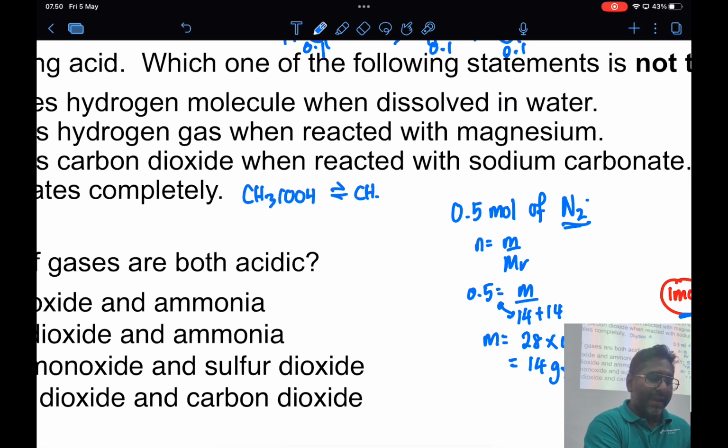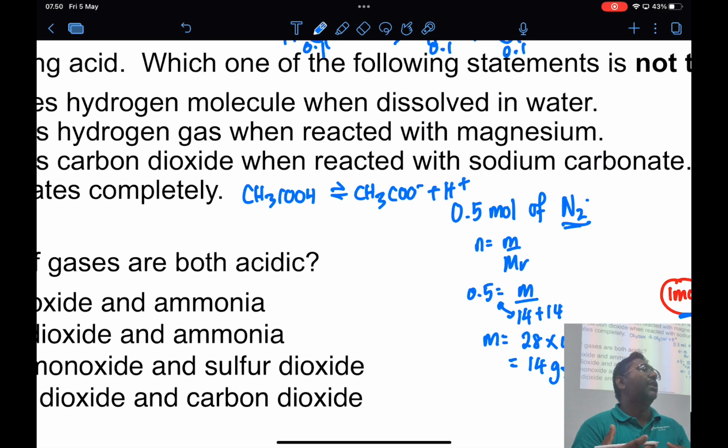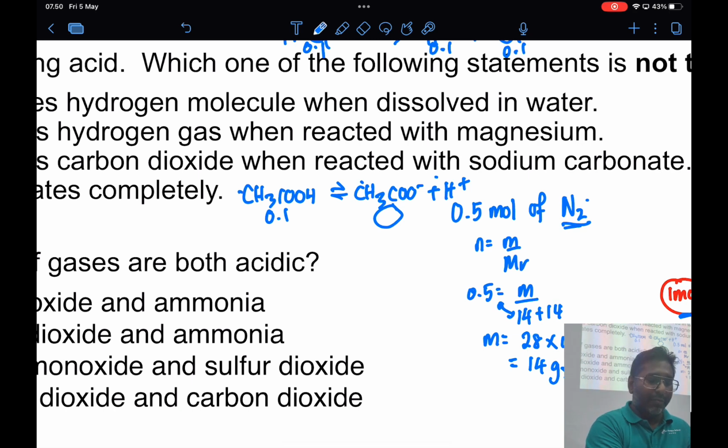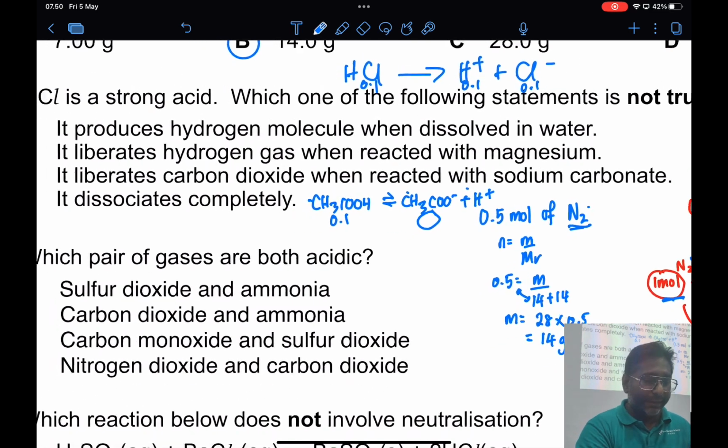But if you have CH3COOH, it's a weak acid. They do not ionize completely. They will partially ionize. So if you have 0.1 over here, the value over here might not be 0.1. It will be way less than 0.1. Although you can say 1 mole, 1 mole, 1 mole, no, it doesn't follow that. They do not dissociate completely.